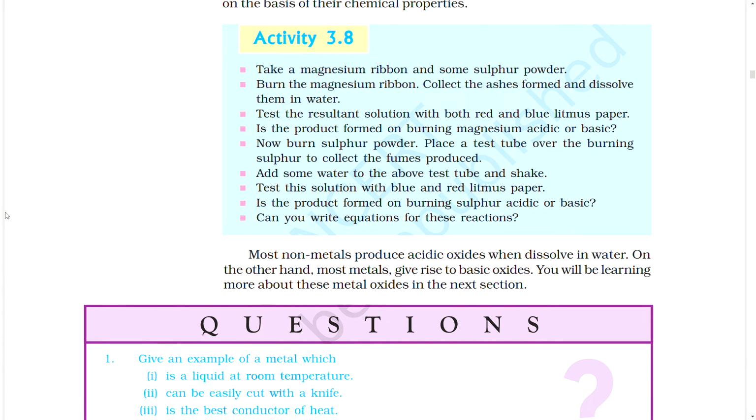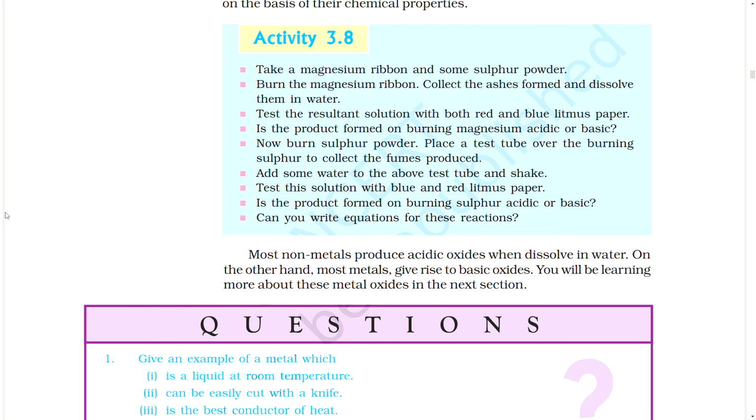Activity. Take a magnesium ribbon and some sulfur powder. Burn the magnesium ribbon. Collect the ashes formed and dissolve them in water. Test the resultant solution with both red and blue litmus paper. Is the product formed on burning magnesium acidic or basic? Now, burn sulfur powder. Place a test tube over the burning sulfur to collect the fumes produced. Add some water to the test tube and shake. Test the solution with blue and red litmus paper. Is the product formed on burning sulfur acidic or basic? Can you write equations for these reactions?